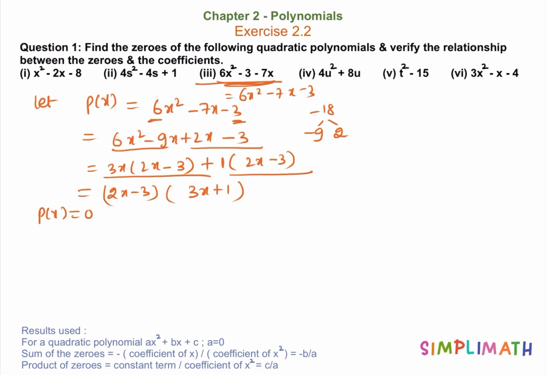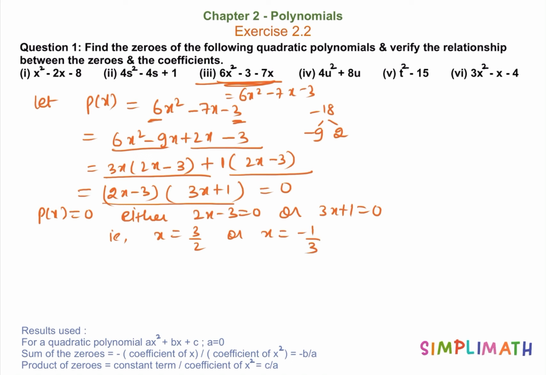to 0. That is, this whole thing equal to 0, that is either 2x minus 3 equal to 0 or 3x plus 1 equal to 0. Okay, so we can say that x equals 3 by 2 or x equals minus 1 by 3. So these two are the zeros of the given polynomial. Now let us verify the relationship between the zeros and the coefficients.